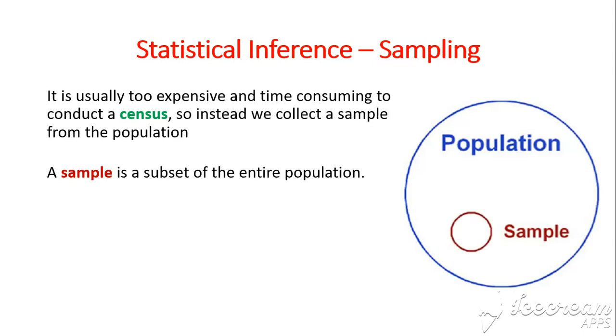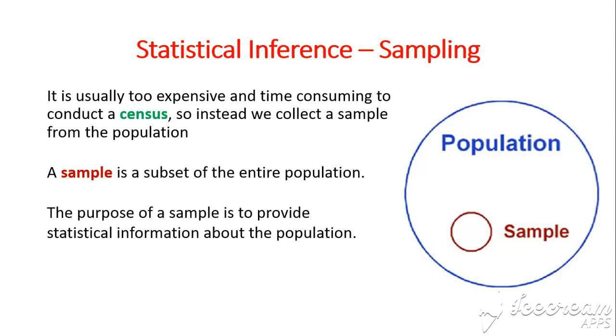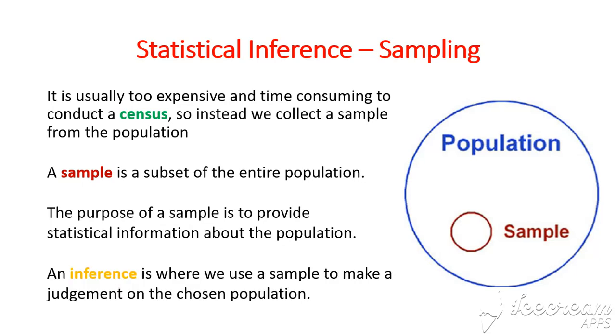Now a sample is a subset or a small group of the entire population. The purpose of a sample is to provide statistical information about the population. Now, an inference is where we use a sample to make a judgment on the chosen population. Since this topic is statistical inference, basically the entire topic, the assessment, is about collecting a sample and using information from that sample to make an inference or judgment on the population.